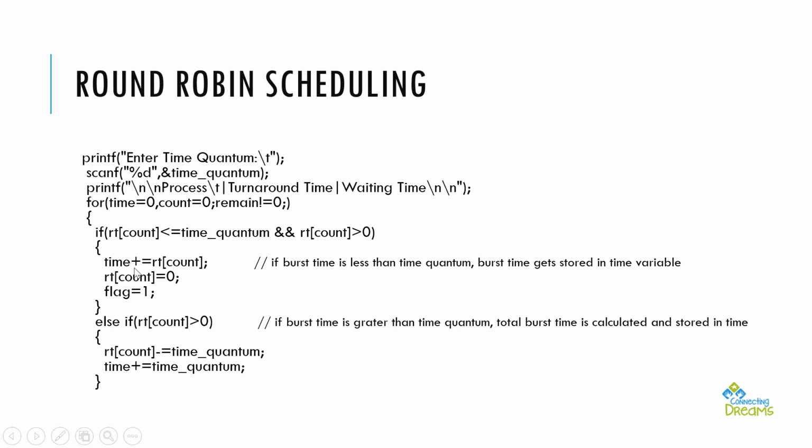In this for loop, we are checking if the burst time is less than the time quantum, then burst time gets stored in the time variable. Whereas if the burst time is greater than the time quantum, then the total burst time is calculated and stored in time. In this particular case, our time quantum is 2. If we have a process whose burst time is less than 2, then that will be processed in this section of the program, whereas all other processes with a burst time of more than 2 will be processed in this section, and the total time is calculated and stored in the variable time.